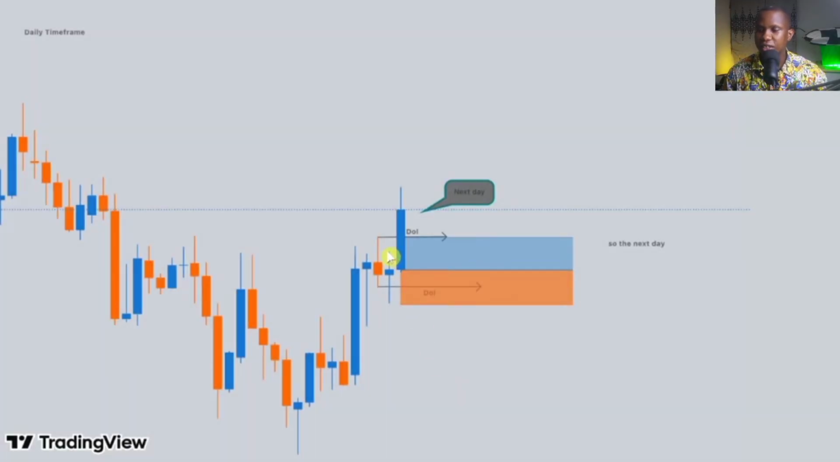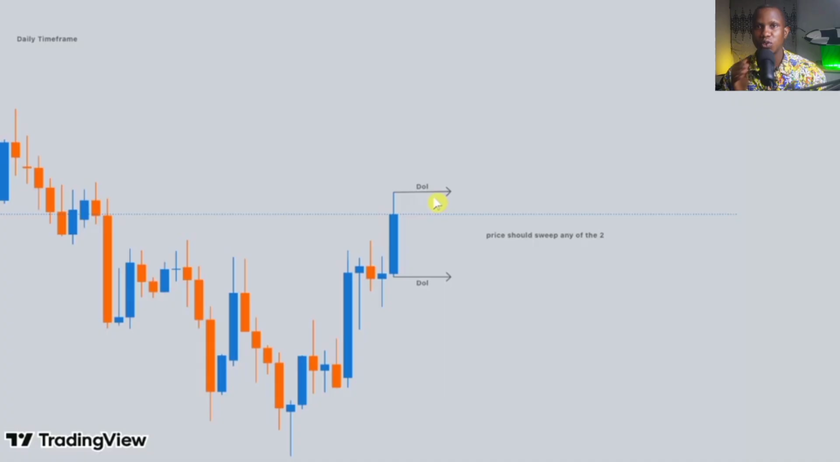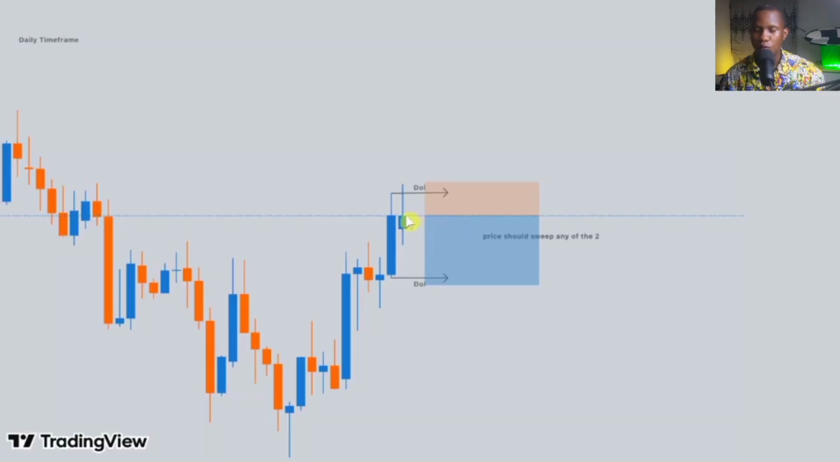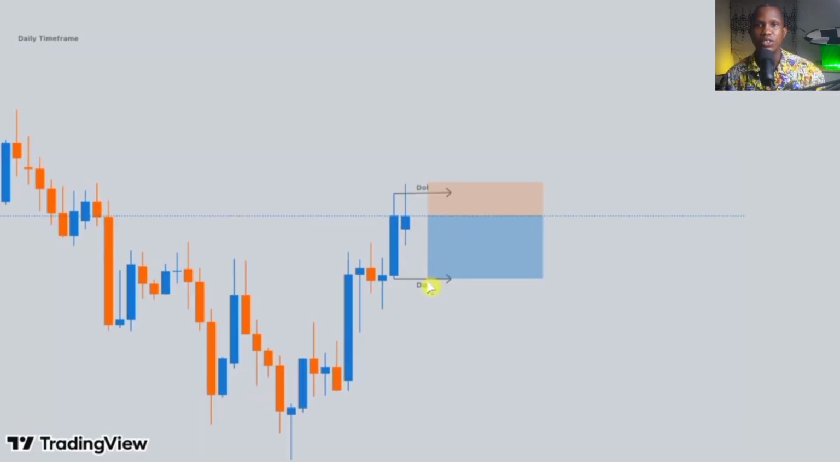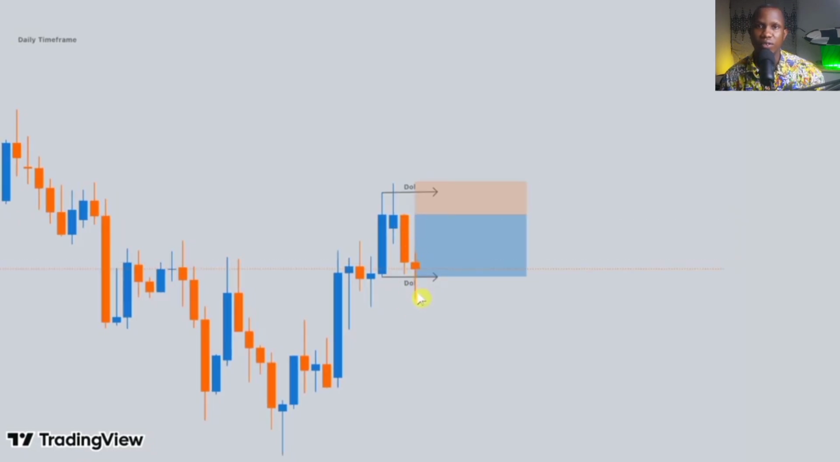Once you've taken this trade, the next day we would mark these draw on liquidities in the market, and you wait for price action to sweep any one of them. And can you see it swept this one and closed below? We'll make our entry here, stop loss above this level, and we'll target this next draw on liquidity. Can you see it's a full take profit for us, guys.